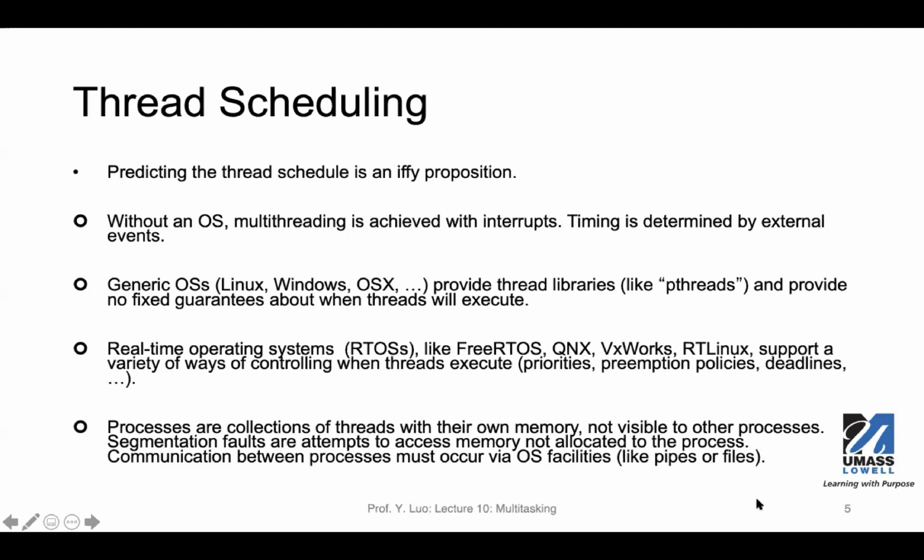And that's to make sure that we have this protection so no process can cross the boundary to access memory space allocated in another process. Communication between processes is possible, but it must occur through OS facilities like pipes or files.